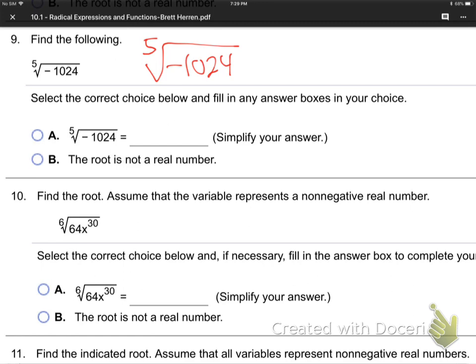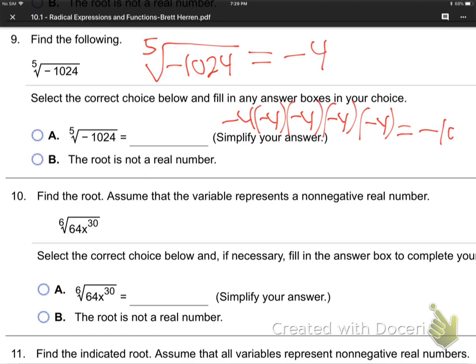We'll get that. Somebody got it? What is it? Is it like 4? 4. Yeah. 4. And by the way, it's negative because of the negative sign. Negative 4. You guys with me on that? Negative 4 times itself 5 times. 5 negatives will come out negative.